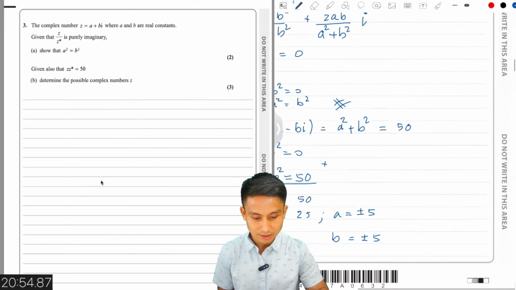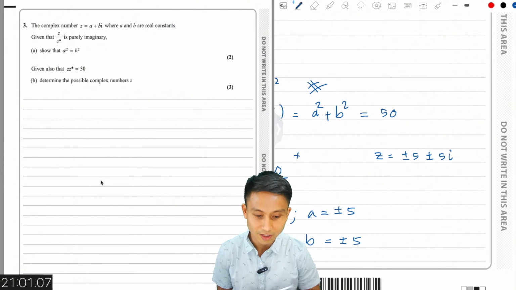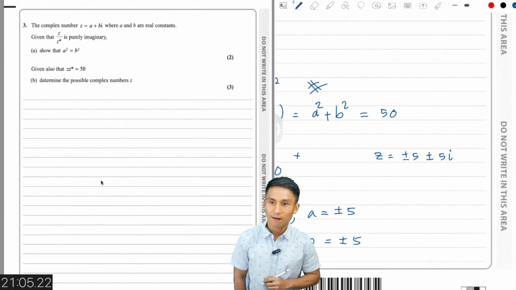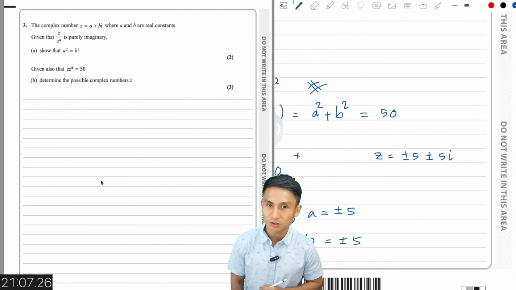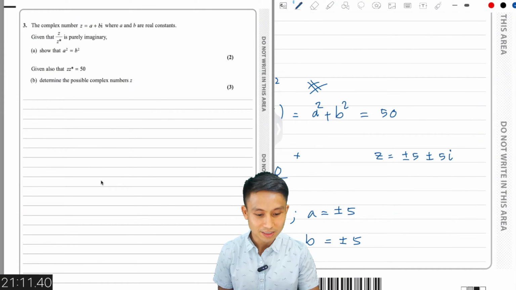Yeah, so I need to say that z can be plus or minus 5 plus or minus 5i. That's just a way to put it in short. Yeah, possible complex numbers z. That's it. So there are 4 cases here, basically.